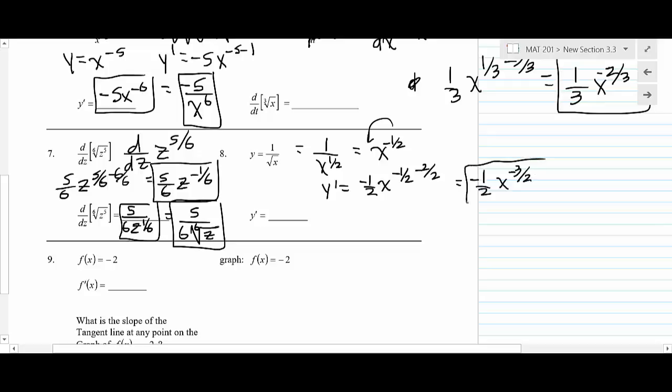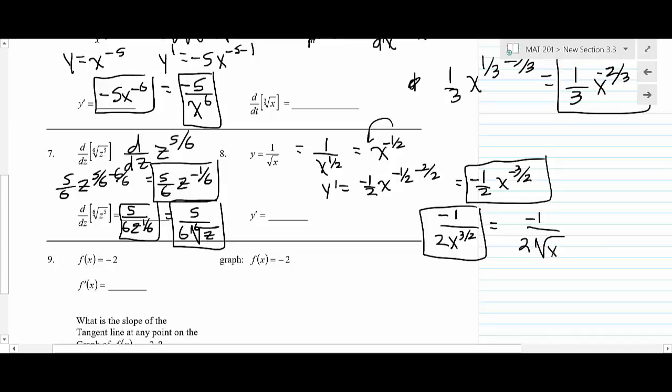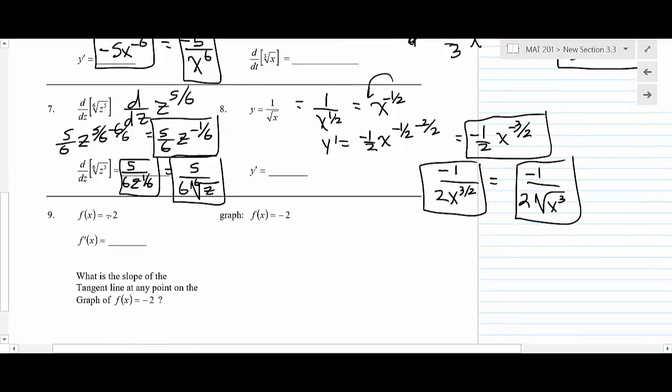So that would be one answer to the derivative. Other way would be negative 1 over 2 x to the 3/2, like that. And then you can change it back to a radical. So that would be negative 1 over 2 square root x to the 3rd, like that. Okay? Is that okay there, buddy? A lot of times it's algebra issues that some students have with radicals, so I just wanted to give you time to do that.